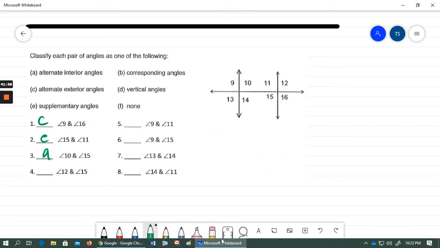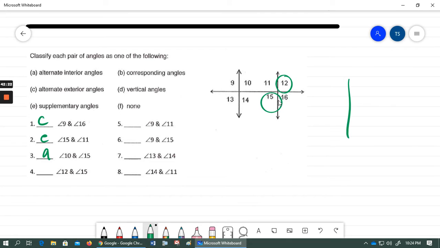All right, number 4, angle 12 and angle 15. We got to hurry this along here. Angle 12, angle 15. That one and that one. Those two are vertical angles.